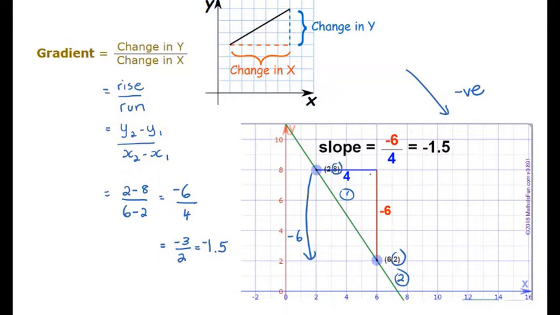You can do that by visually looking at the graph, or you can do it by taking away the y values divided by the difference in the x values. So I hope that explains the gradient a little bit more, but we will be practicing that further.